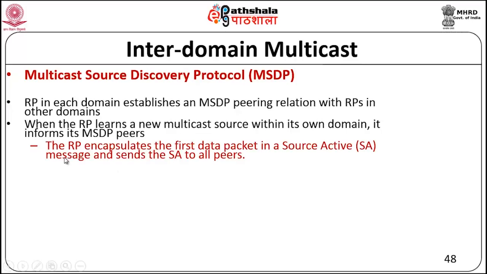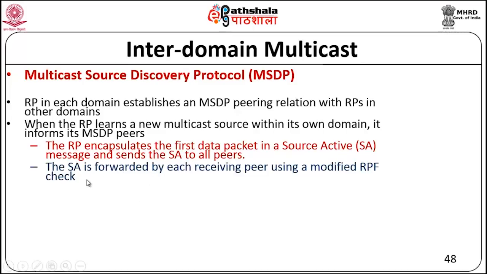Okay. So the RP now will encapsulate the first data packet that it receives in what is called a source active message, an SA message, and sends this to all the peers. This SA message is actually a multicast packet which is being sent to the other RPs. The other RPs, if they have people who are interested in this particular group, will now forward this message.